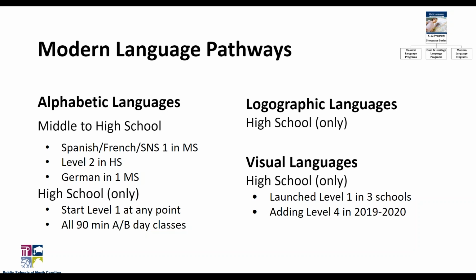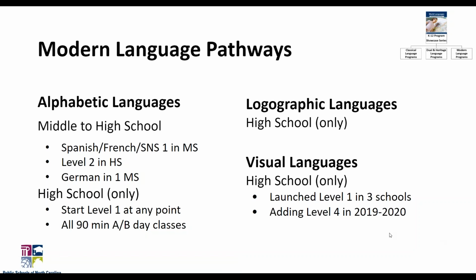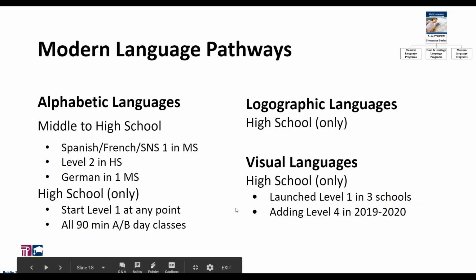All of our high school courses are 90 minutes every other day. So they're year-long courses on a modified block. So they see the kids every other day, but they see them for 90 minutes in high school. That's how all of those work. Next slide.